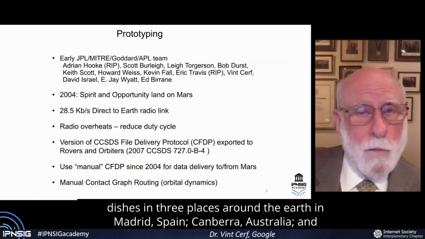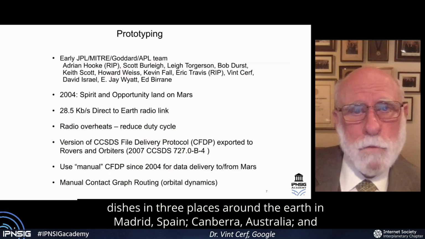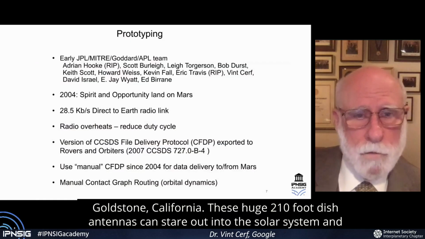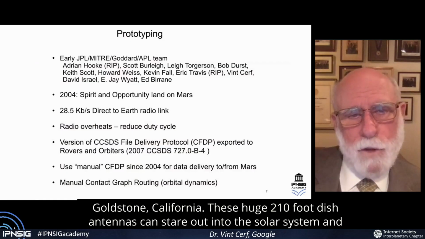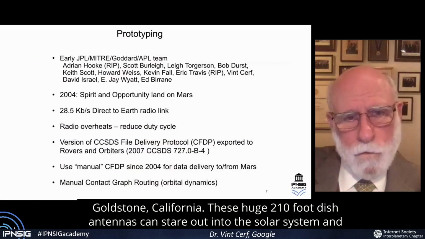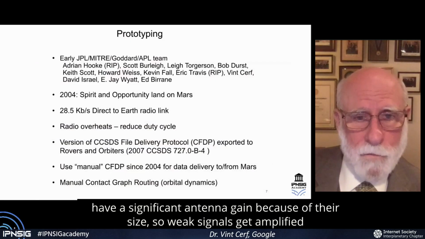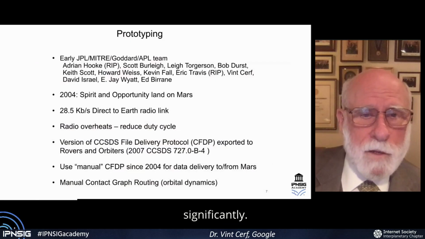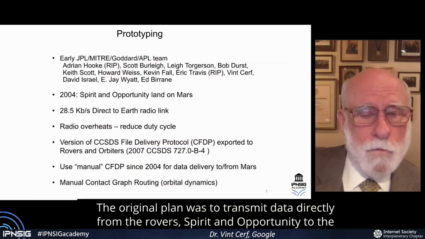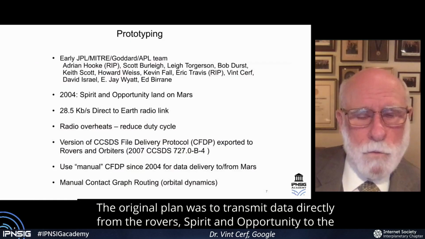The Deep Space Network is made up of 70-meter dishes in 3 places around the Earth, in Madrid, Spain, Canberra, Australia, and Goldstone, California. And so these huge 210-foot dish antennas can stare out into the solar system and have significant antenna gain because of their size. So weak signals get amplified significantly.